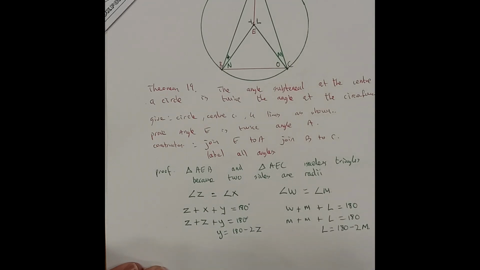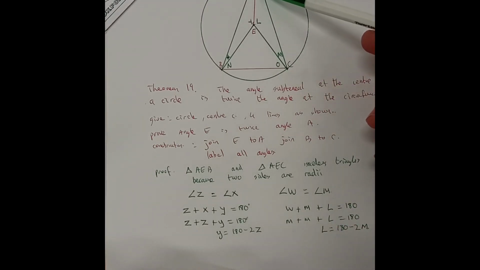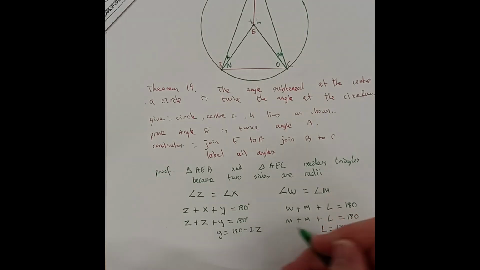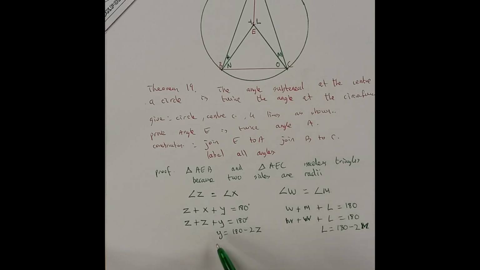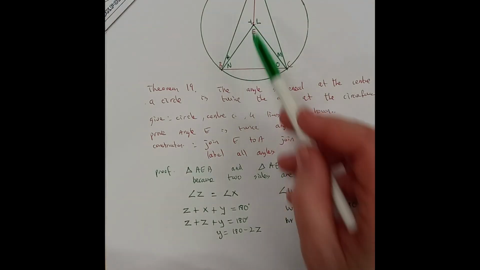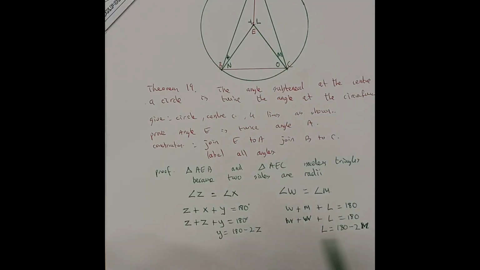But actually, if you don't mind, I'm just going to change that a little bit because I want to get W. So if M is W and W is M, then I can make both those W's, to make this easier on myself. So L is now 180 minus 2 W's. Y, this fella here, is now 180 minus 2 Z's.